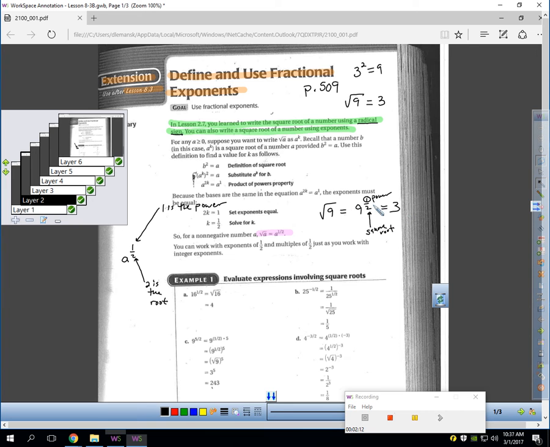Now, the order of a fractional power doesn't matter. I could apply the square root first and then the power. Let's try that. The square root of 9 is 3, and 3 to the 1st power would get you 3. So you notice it doesn't matter if I apply the power first and the square root second, or vice versa. I ought to be getting 3 either way.